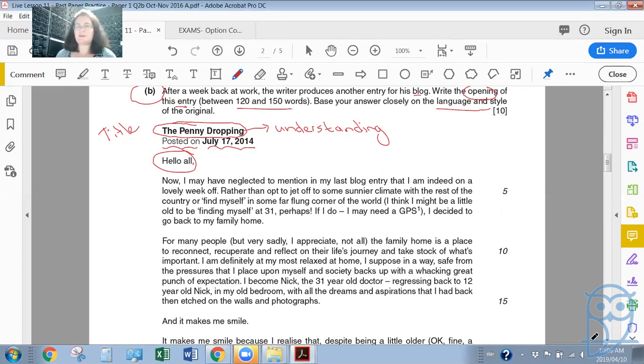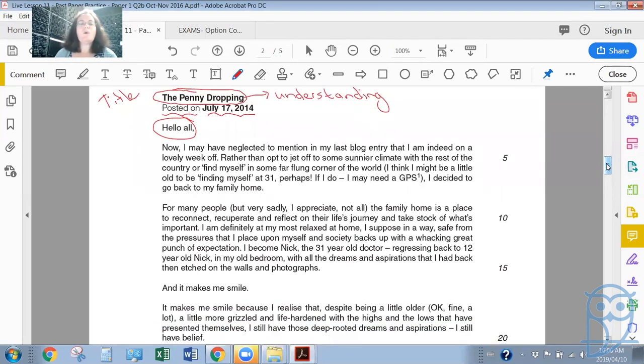Let's rather read through this before I go into little details like that, and then we'll look at the examiner's response. Hello all. Now, I may have neglected to mention in my last blog entry that I am indeed on a lovely week off. Rather than opt to jet off to some sunnier climate with the rest of the country, or find myself in some far-flung corner of the world, I think I might be a little old to be finding myself at 31 perhaps. If I do, I may need a GPS. I decided to go back to my family home.